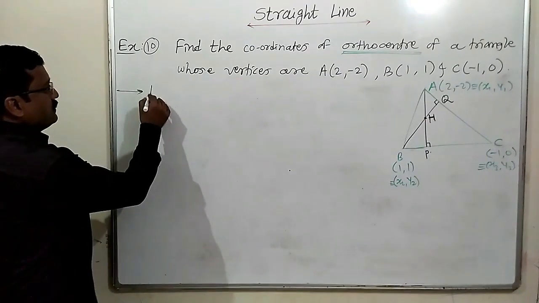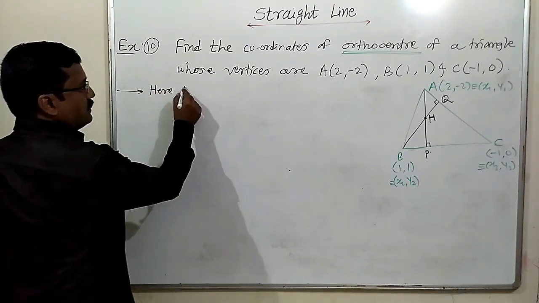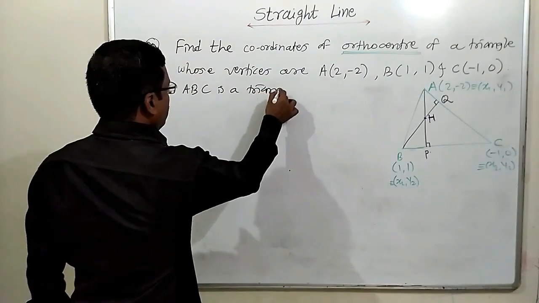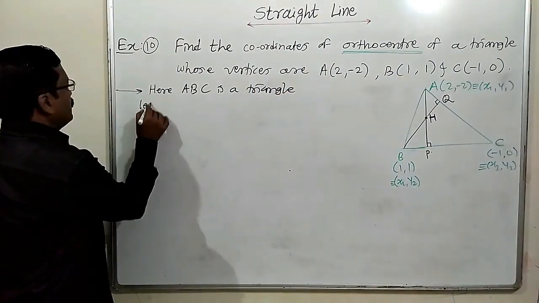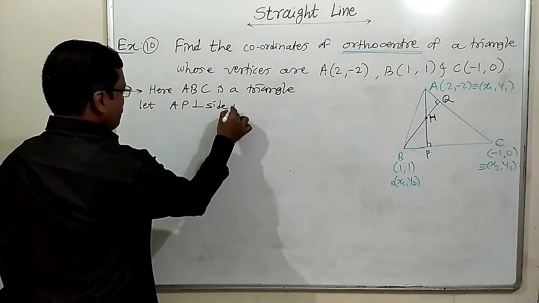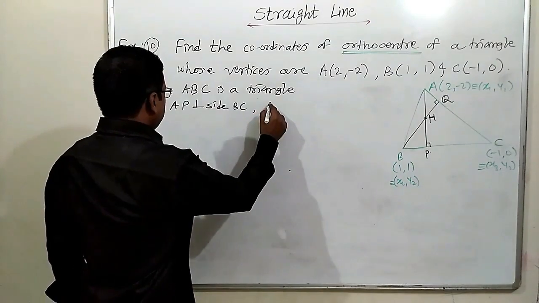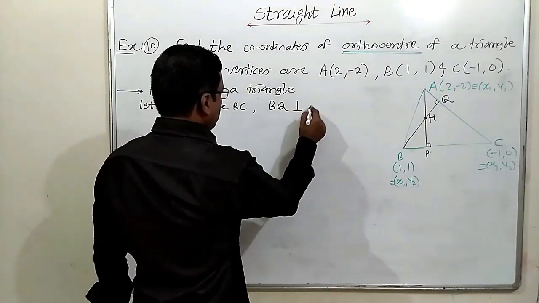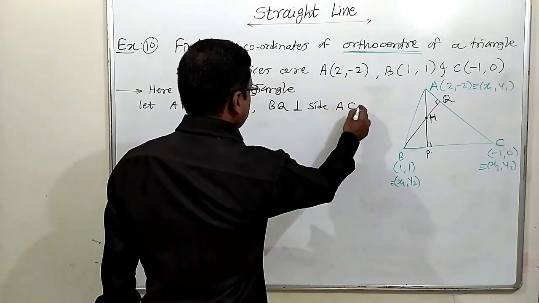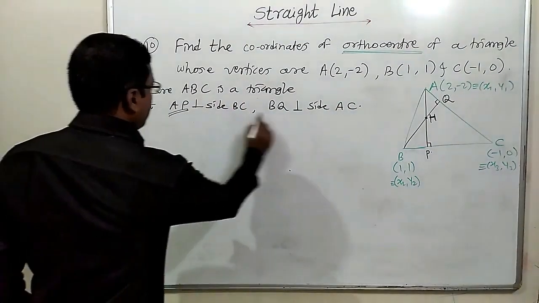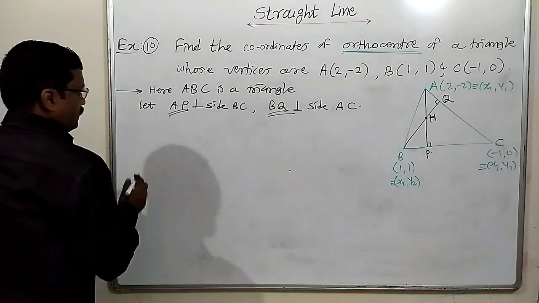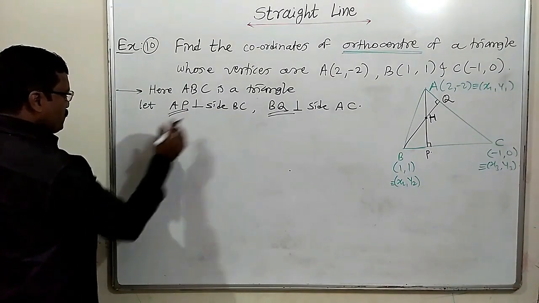Again, here ABC is a triangle. Let AP be perpendicular to side BC and BQ be perpendicular to side AC. So these AP and BQ are our two altitudes. AP is perpendicular to side BC, so find the slope of BC.